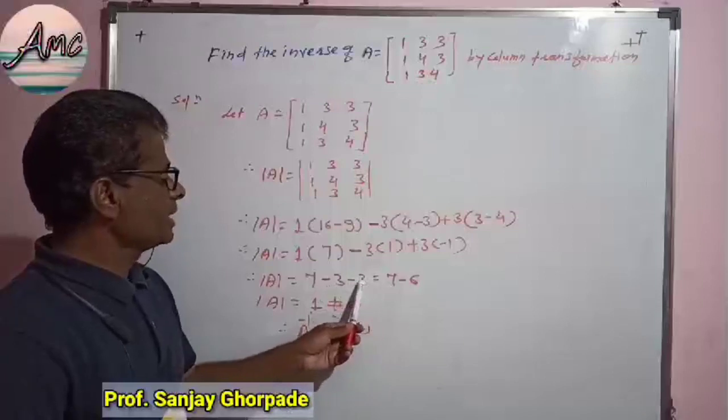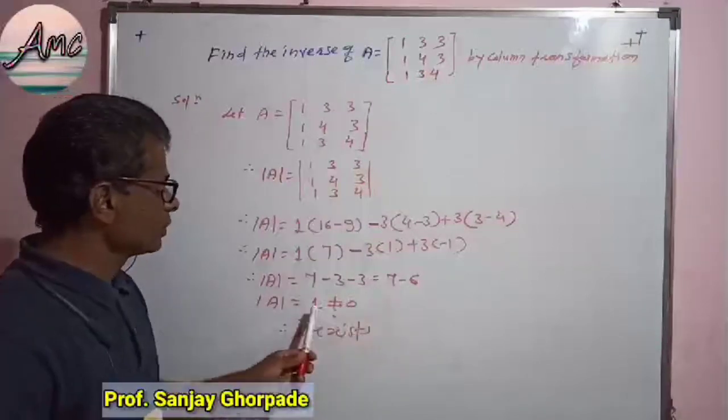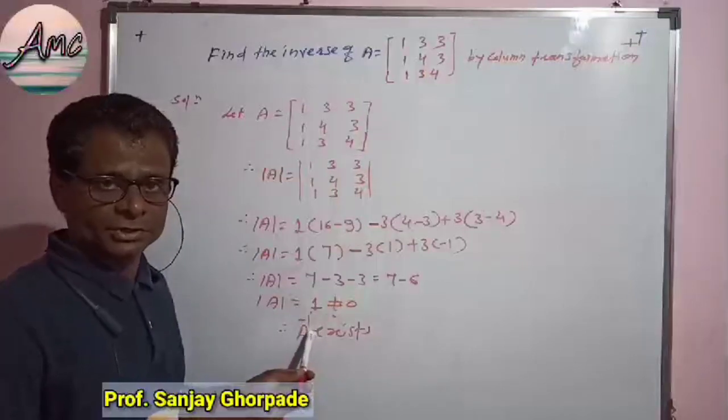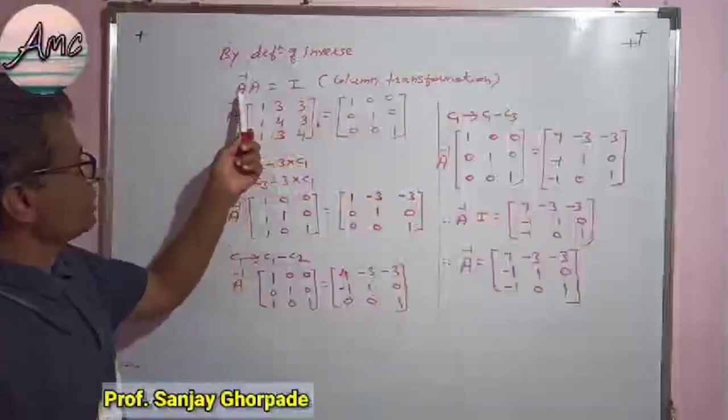So 7 minus 3 is 4, minus 3 is 1. Definitely not equal to 0. Therefore A inverse exists. By definition of inverse, A inverse into A equal to I.